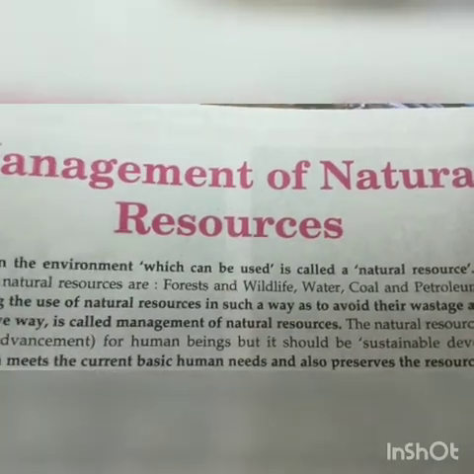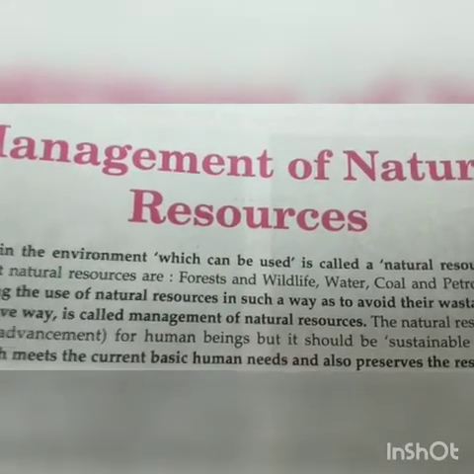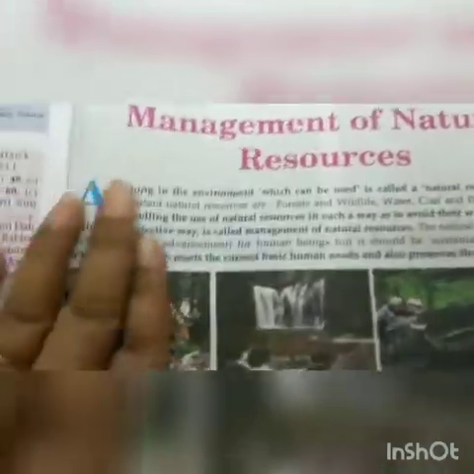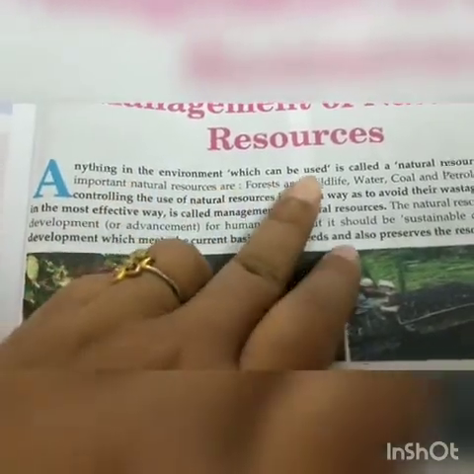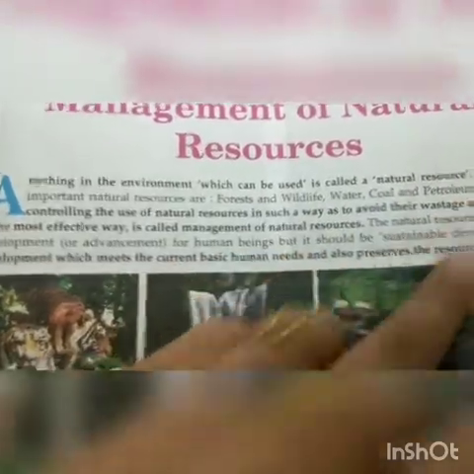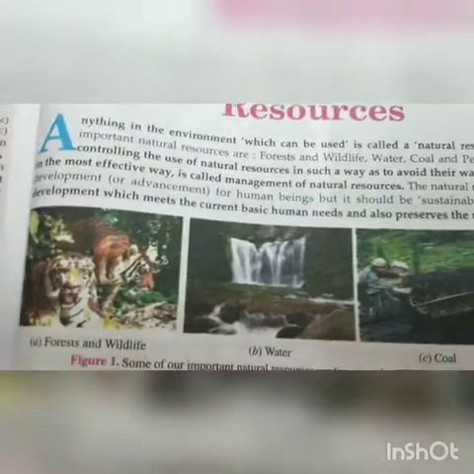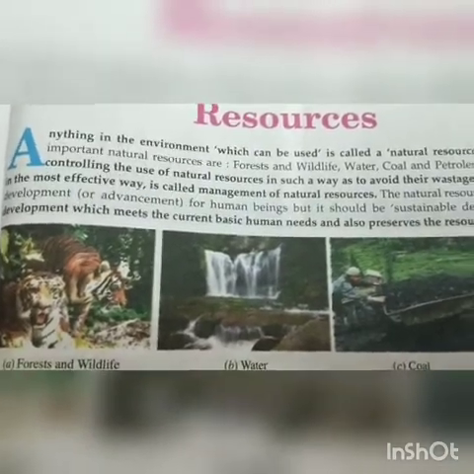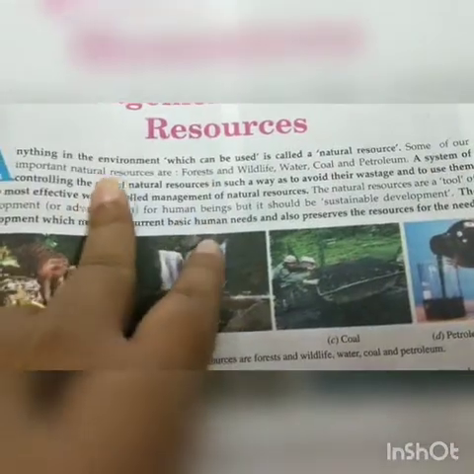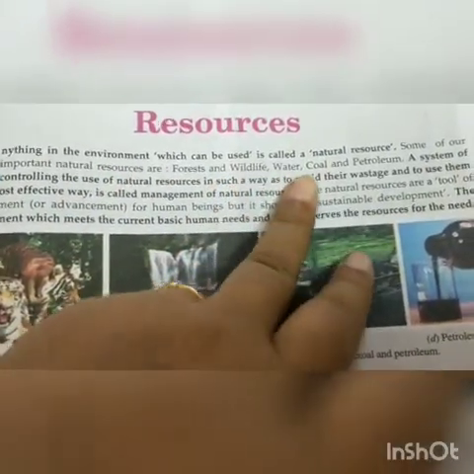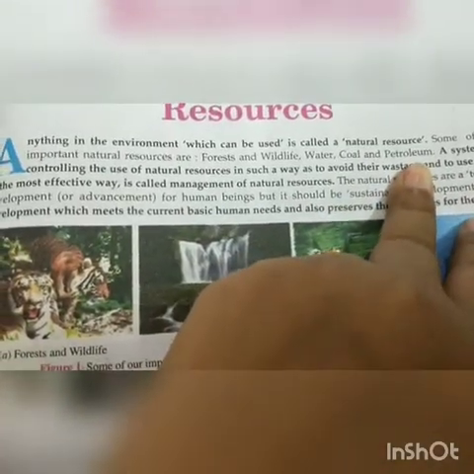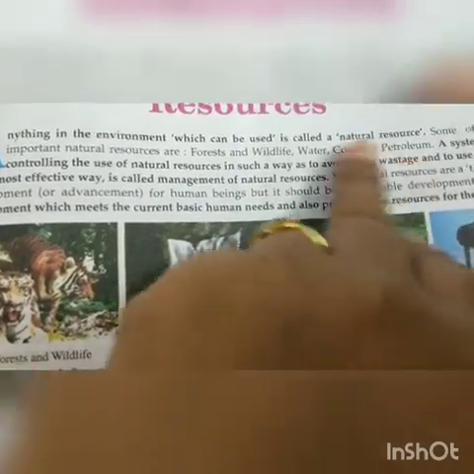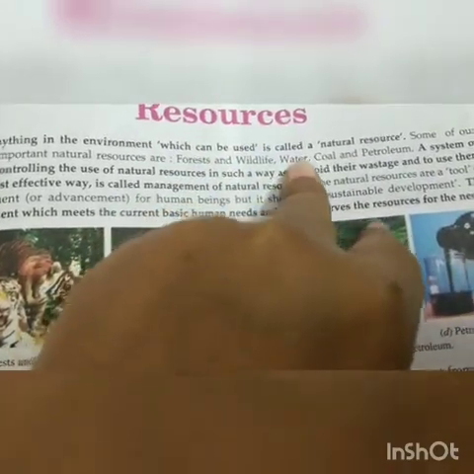Now students, what does natural resources mean? Before starting this lesson, it is important to know what a natural resource means. Here the definition is given. Anything in the environment which can be used is called a natural resource. So anything we are getting from our nature or from our environment, and that we are using, is known as a natural resource. Some of our important natural resources are forest and wildlife, water, coal and petroleum. These are some of the very important natural resources which we need in our day-to-day life.